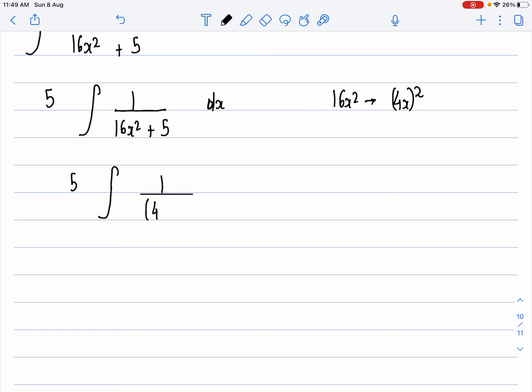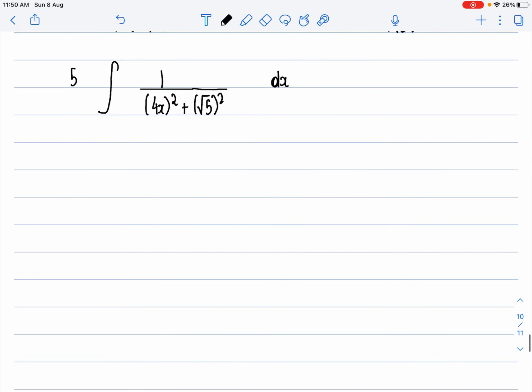written as 4x the whole square. Correct? Plus, now how do I write 5 in a whole square format? I can write 5 basically as root 5 the whole square. So I can write this as root 5 the whole square. Correct? So this is how you need to think. Correct? So first I identify my a. In this case my a is root 5 here. And the x which I have is 4x.